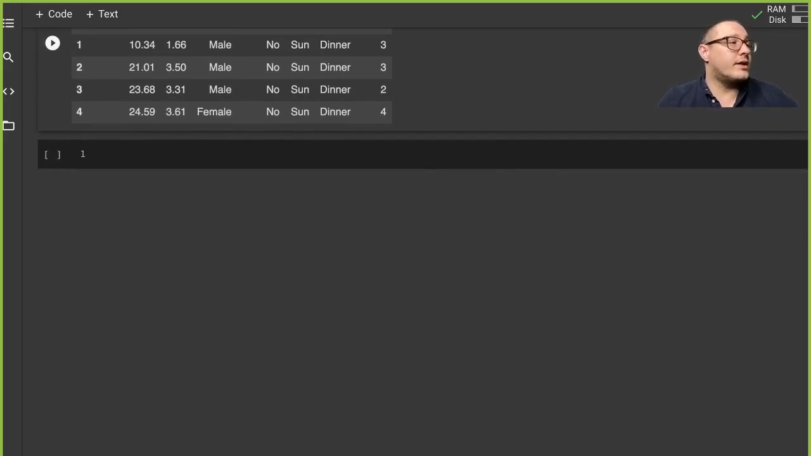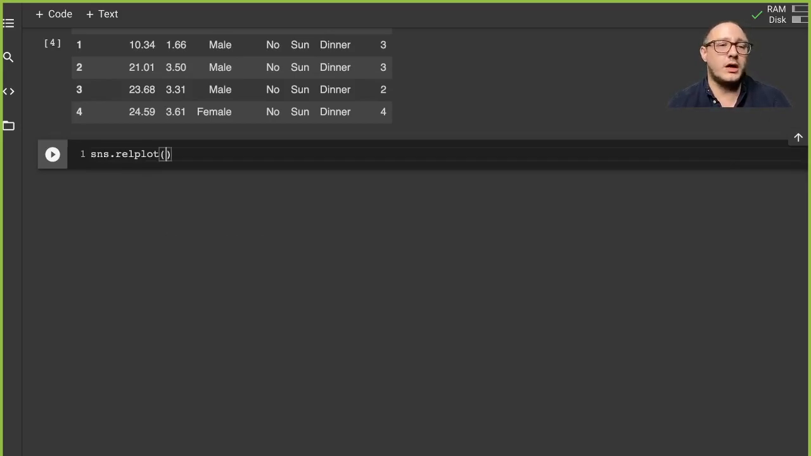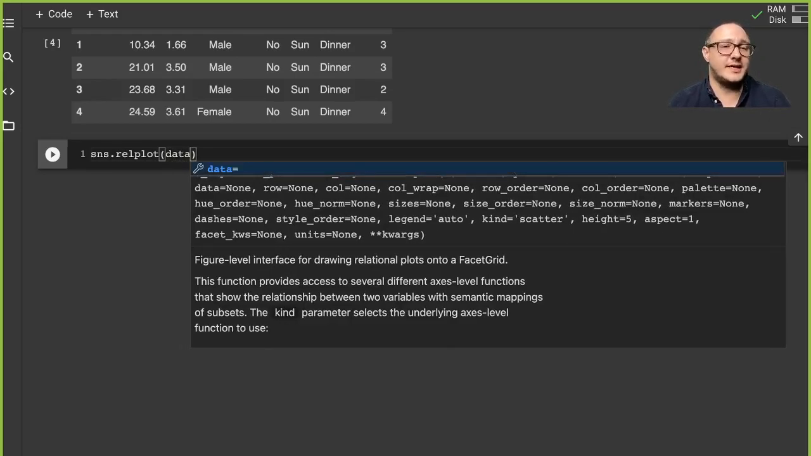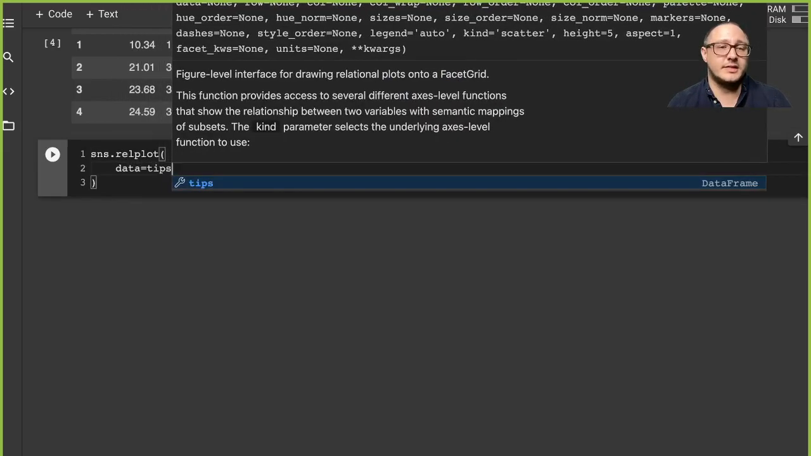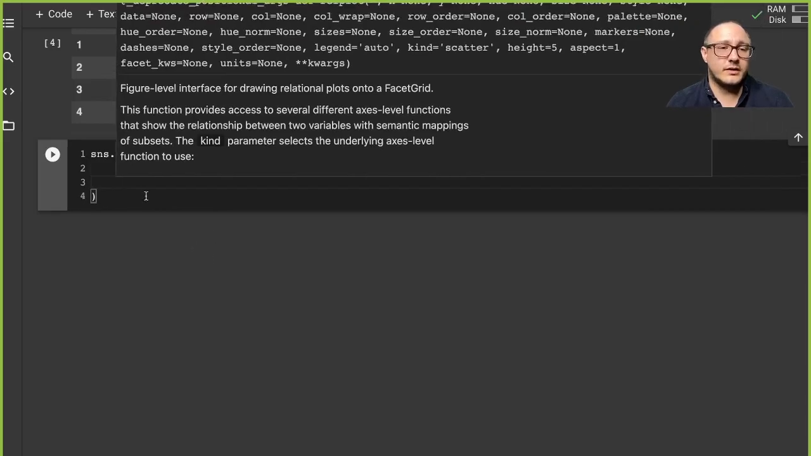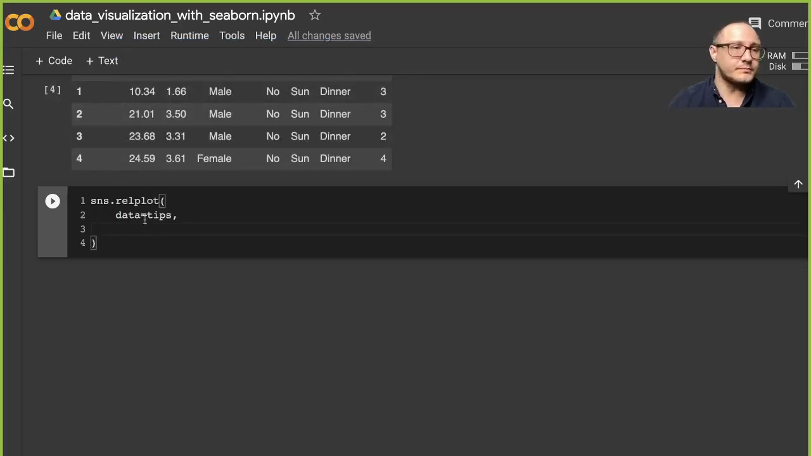Now, one thing that we want to do is, again, these examples are going to be pretty thick, because I want to show you guys the full functionality of what you can do. So let's do a relational plot, or we'll call it a relplot. Now this takes in a couple different things. Data, and so then you give it the tips data set. And then you have your x-axis, and here you put in a string.